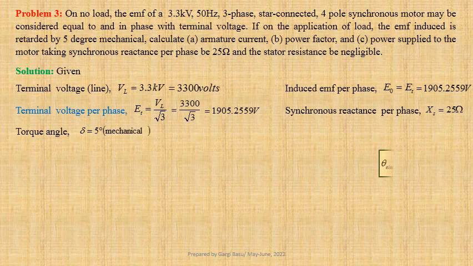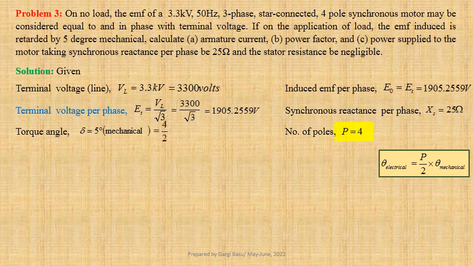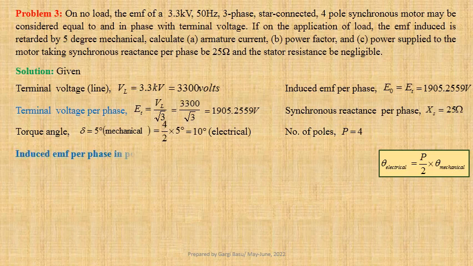We know that theta electrical equals P by 2 into theta mechanical. Given number of poles of the machine, P equals 4. Therefore, delta equals 4 upon 2 into 5 degree. That gives us 10 degree electrical. Induced EMF per phase may be written in polar form as E0 equals E0 at an angle minus delta, that is equal to 1905.2559 volt at an angle minus 10 degree.